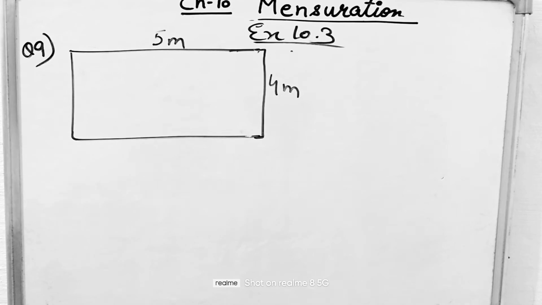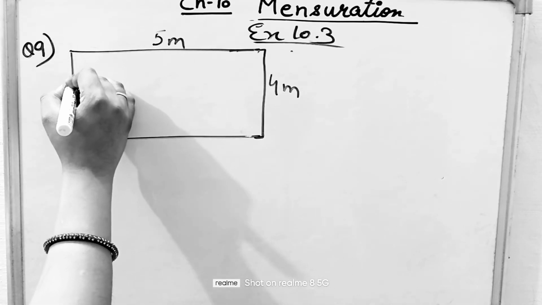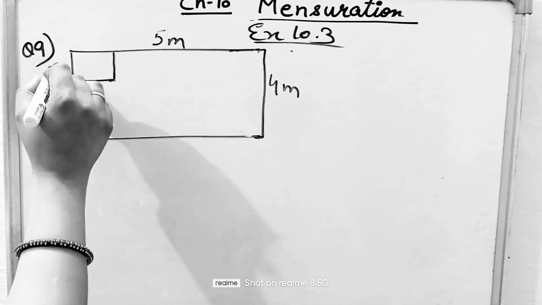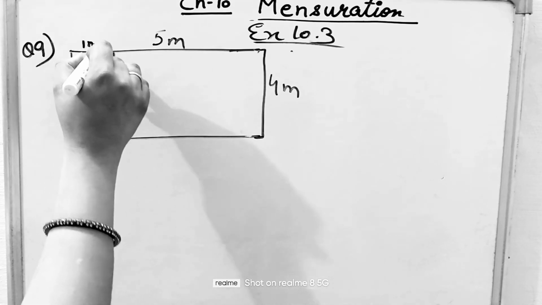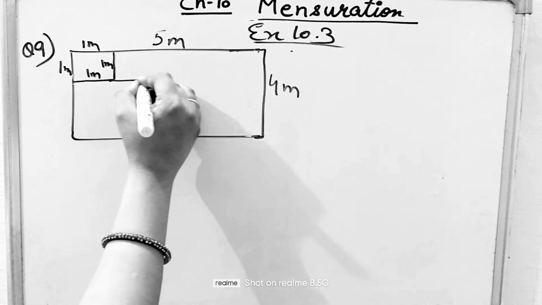Now 5 square flower beds of side 1 meter are dug on a piece of land. Now 5 flower beds were dug which are square in shape, and this square is of 1 meter side. Right? There are 5.